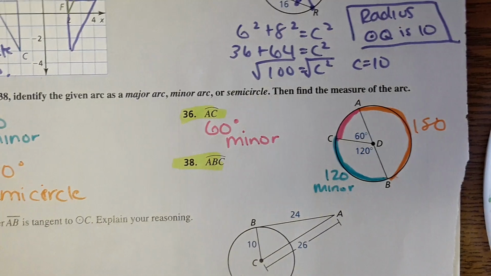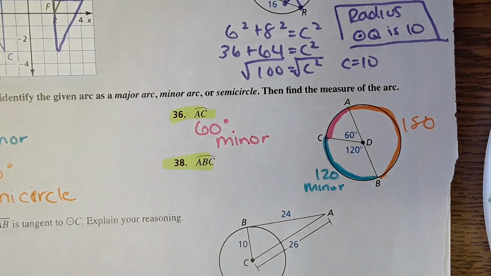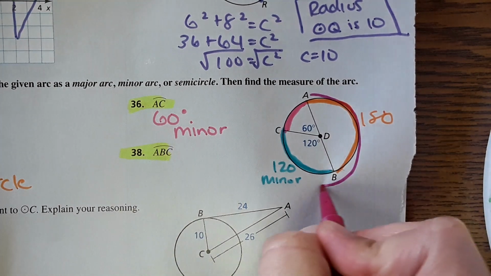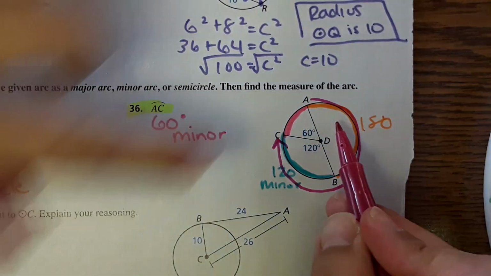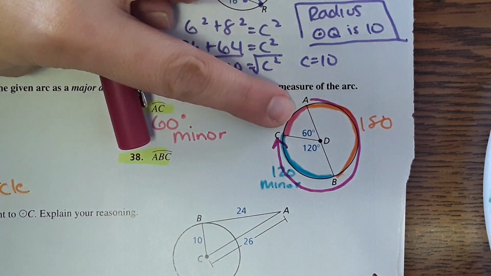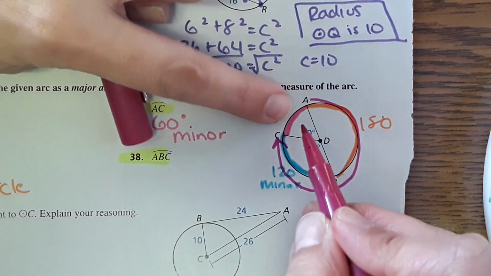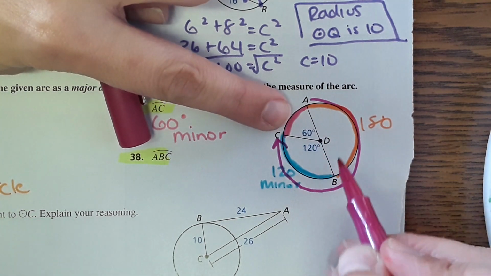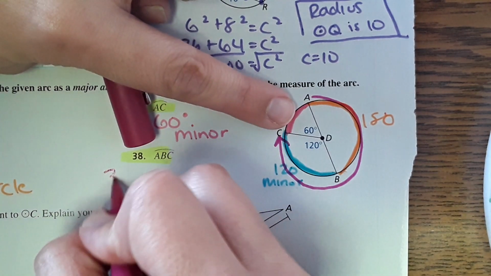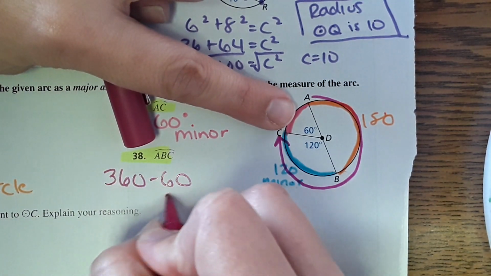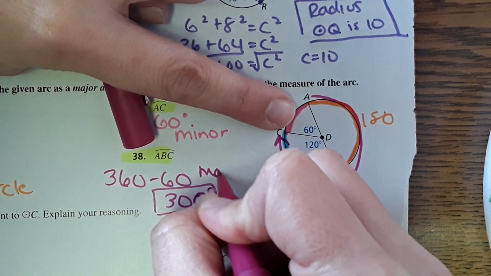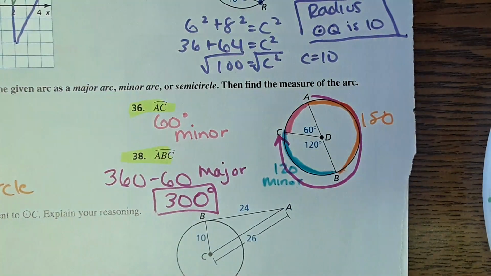And then ABC, just connect the dots for ABC. Let's see, so it would be all the way around here, ABC. So it's all three. Are you guys okay? Okay. ABC is all the way around except for this part. There's different ways you could do this. You could do 180 plus 120, or you could do 360 minus 60. And that will give you 300 degrees, which is ABC. And that would be a major arc because it's more than 180.